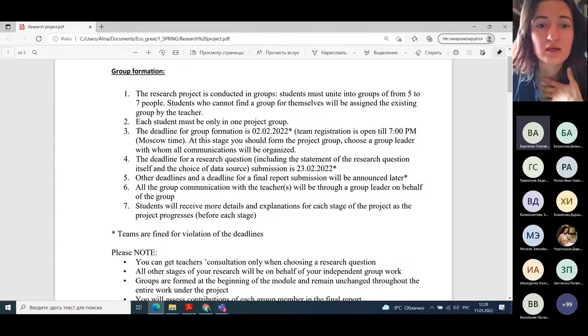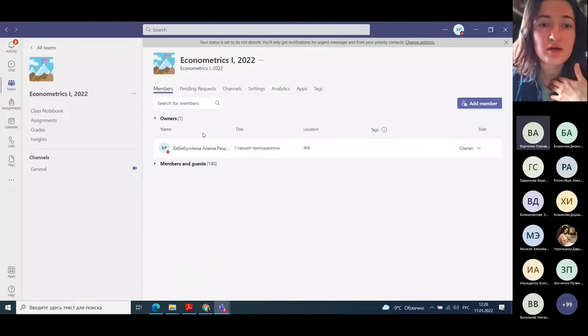So let me show you one more thing. The thing concerns the first part, the first stage. So when you organize your group, please find in our... You can see my screen, yeah.